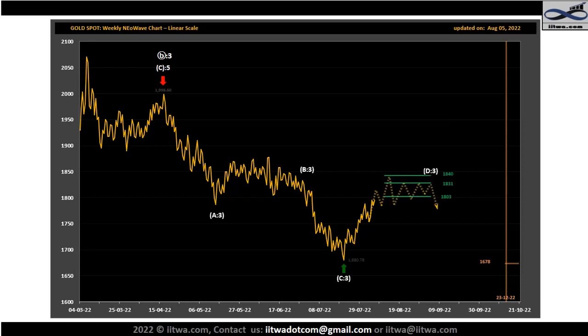Time-wise, this needs to enter the time area of August 11 to September 27th. But remember, within this area, August 18 can be a turning point, so keep an eye on August 18 too.